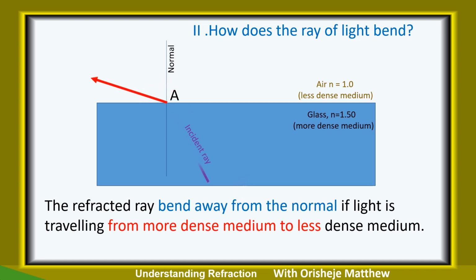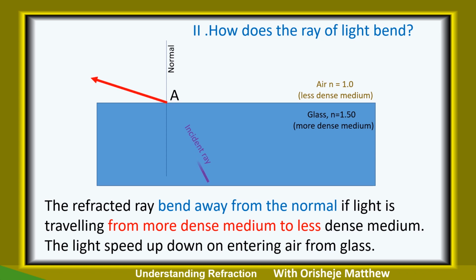The angle of refraction in the glass is smaller than the angle of incidence in the air. The reason is because the light speeds up on entering air from glass. The speed increases from 200 million meters per second to 300 million meters per second. So the speed of light increases. That is why it bends away from the normal.